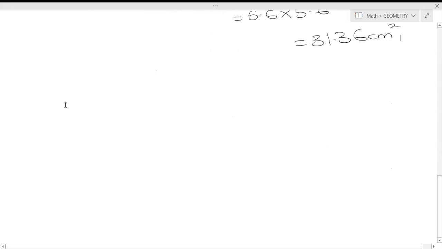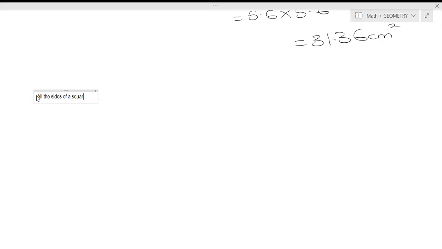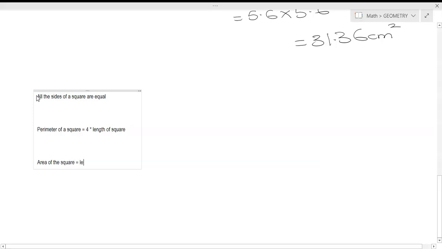So again, let's just do a recap. I'll just type it here. For a square, all the sides of a square are equal. The formula for the perimeter of a square equals 4 times the length of the square, and the area of the square equals length times length.